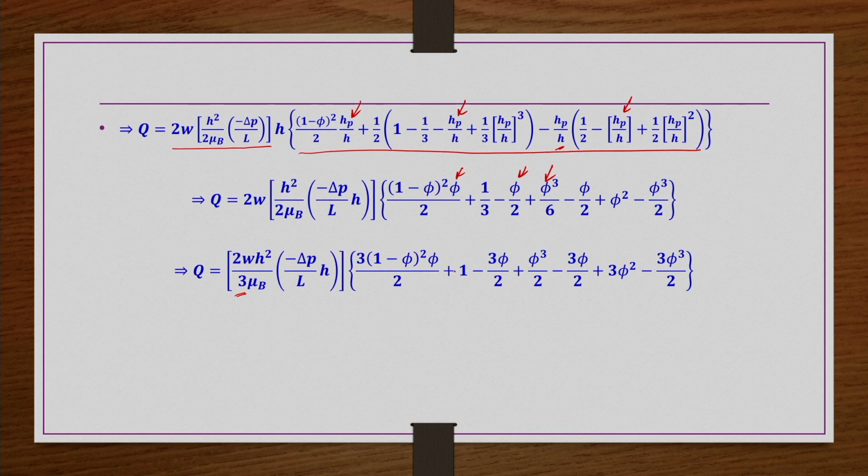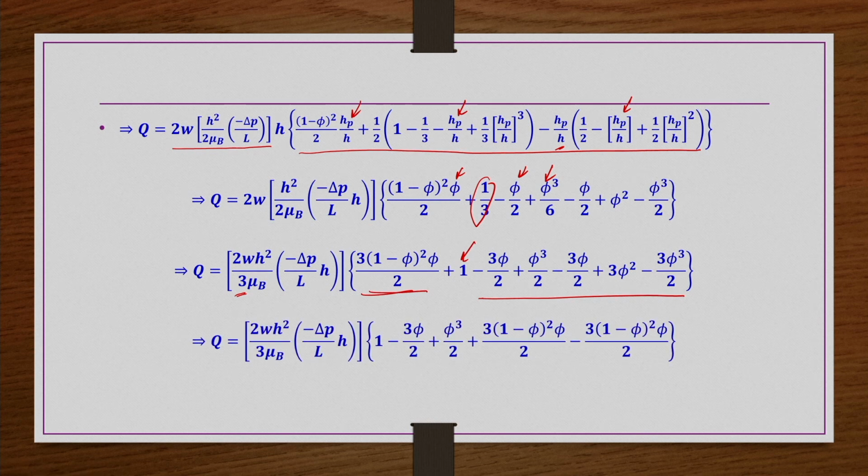Then, except for this term, which is 1, all the other terms are being multiplied by 3. Here also it is multiplied by 3. So, 3 by 3, 1 we are writing here. So, in the next step, 1 we have written here, minus 3 phi by 2 we have written, phi cube by 2 we have written here, right. So, these 3 terms we have written here as the first 3 terms, and then whatever this 3 by 2 (1 minus phi) whole square by phi divided by 2 term is there, that we have written here, right.